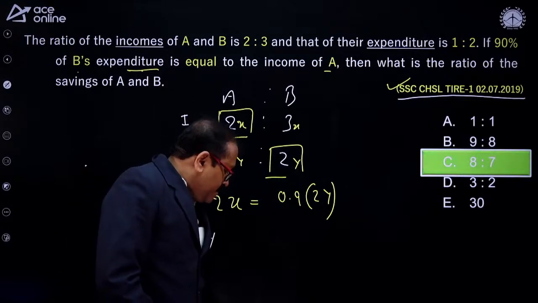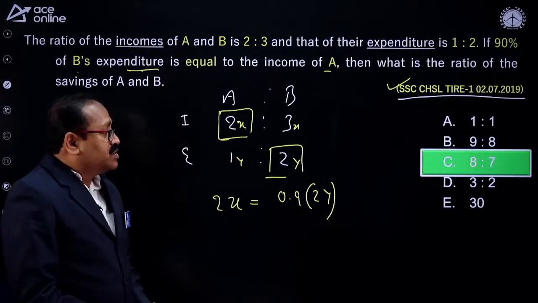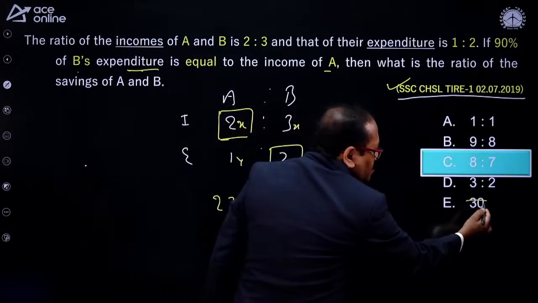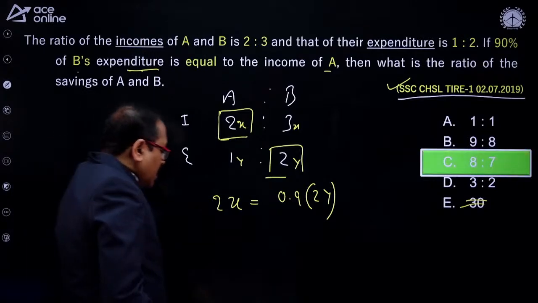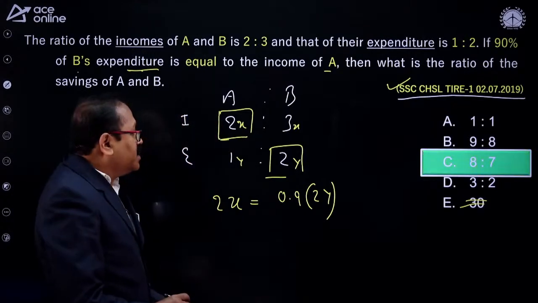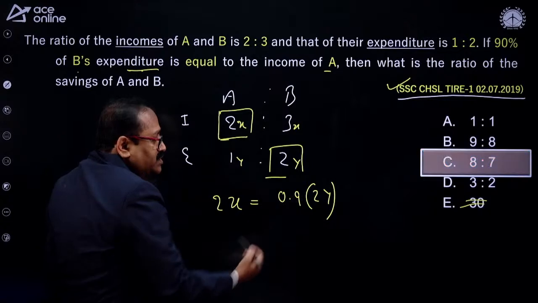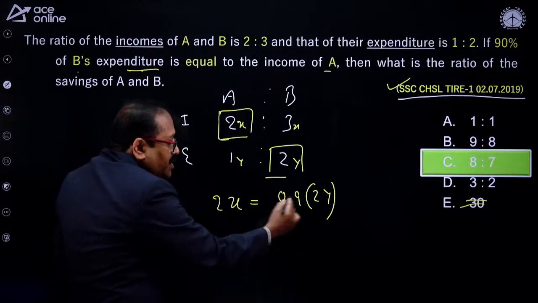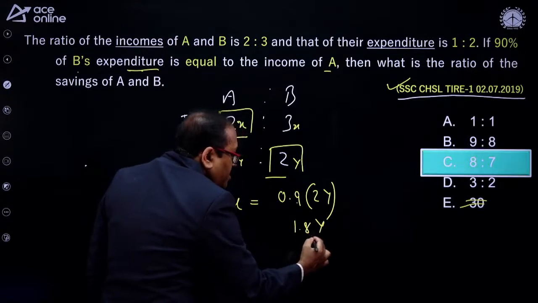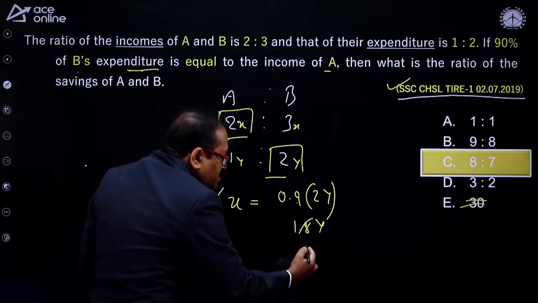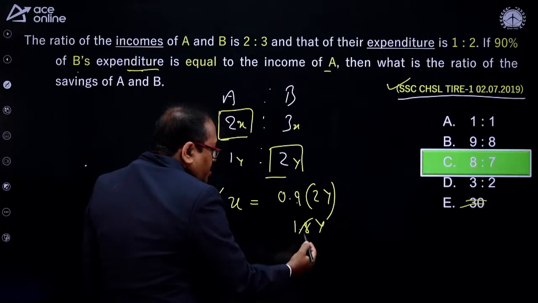It is C. So this is not the ratio, this is a number 30. I am looking for the saving ratio. So how do I get the saving ratio? Simplify this one. That means 2x is equal to 0.9 times 2, which is 1.8y. So I cancel this one. How many times does this come? 0.9 times.